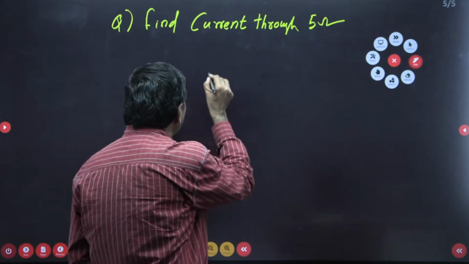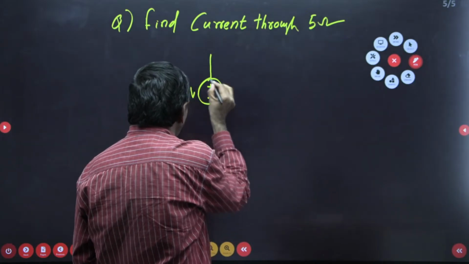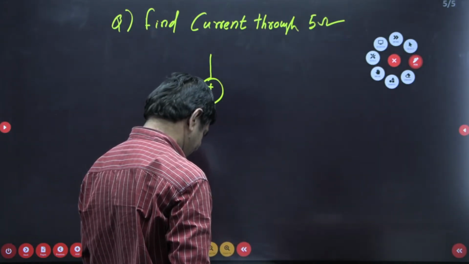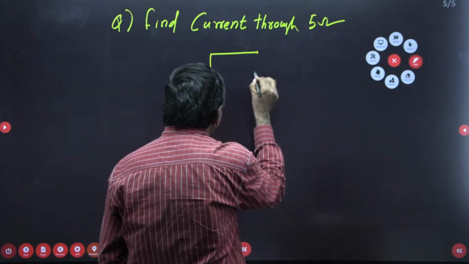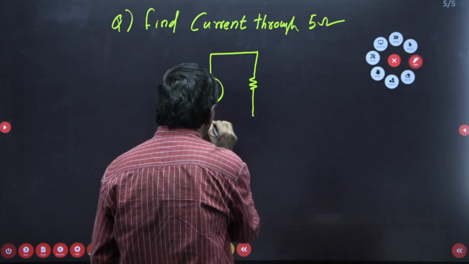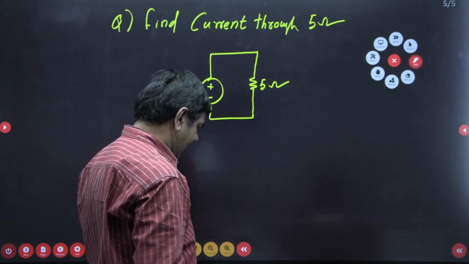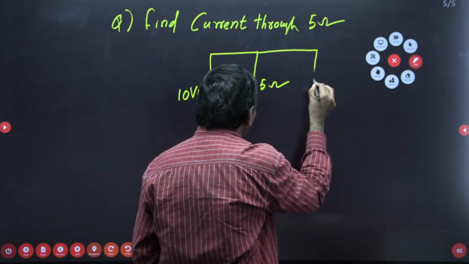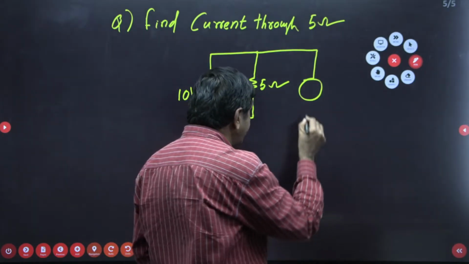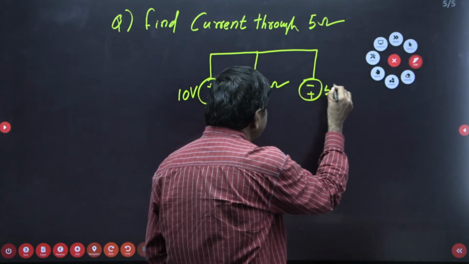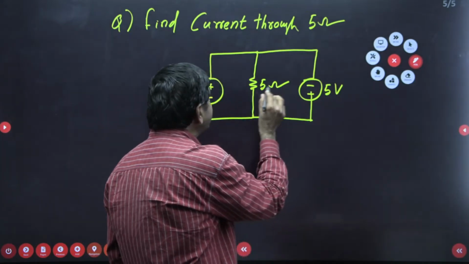And here I gave a 10 volts battery. And here I connected the 5 ohms. Five ohms I have taken, and this side I connected with some voltage. That voltage I have taken minus 5 volts, plus 5 volts I connected here. Find the current passing through 5 ohms.